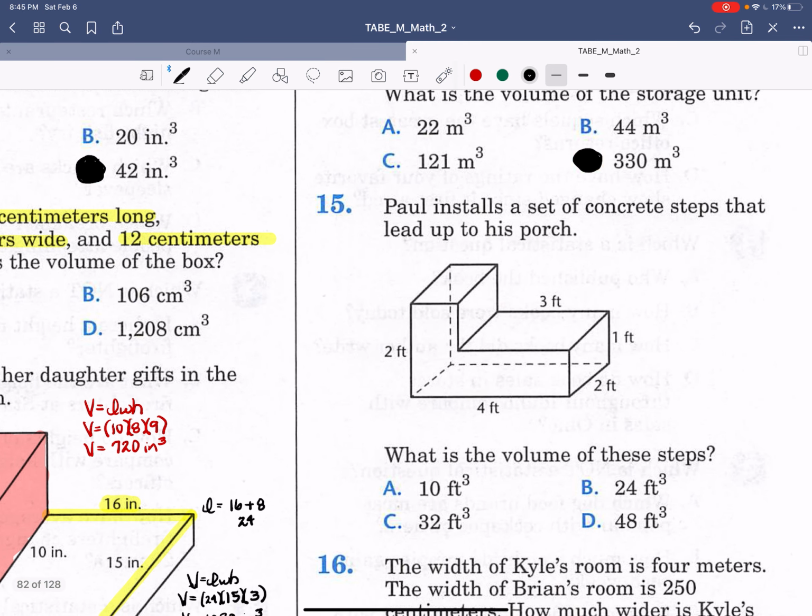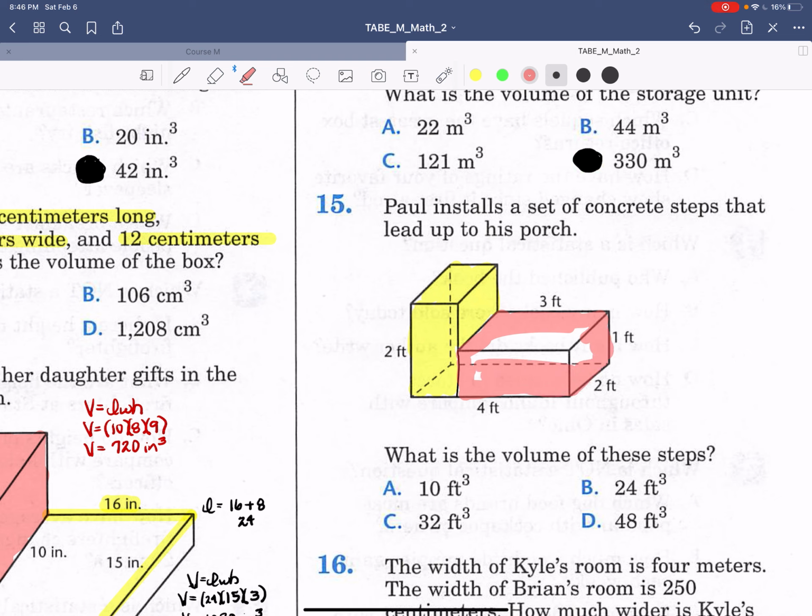Paul installs a set of concrete steps that lead up to his porch. So this looks like one of them. And I'm going to go ahead and do a little sectioning off. Remember, this is an imaginary line that I'm drawing. So here is one part of the step. You could just as easily have gone the other way. That's fine too. However you see it is fine. And then we have this piece that is part of the step. This is a composite figure.